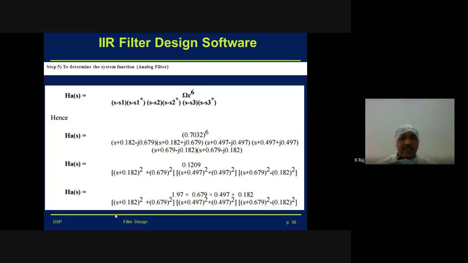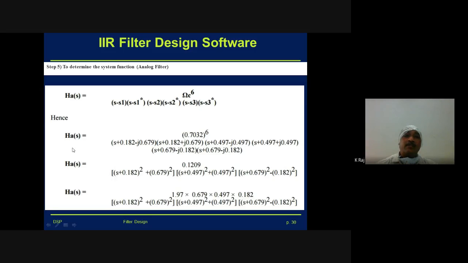And in this case, there are the three roots along with their conjugates. So we will consider s minus s1, s minus s1 star, that is the conjugate of that root, s minus s2, s minus s2 star, and s minus s3 and s minus s3 star here. Now we have to put in the values of omega c, s1 and its complex conjugate, and then solve the denominator as well as the numerator terms.